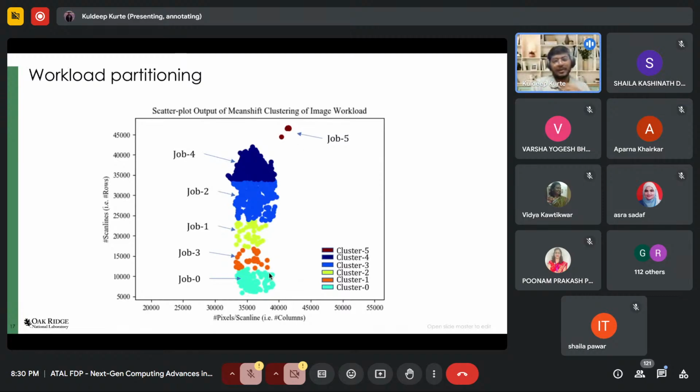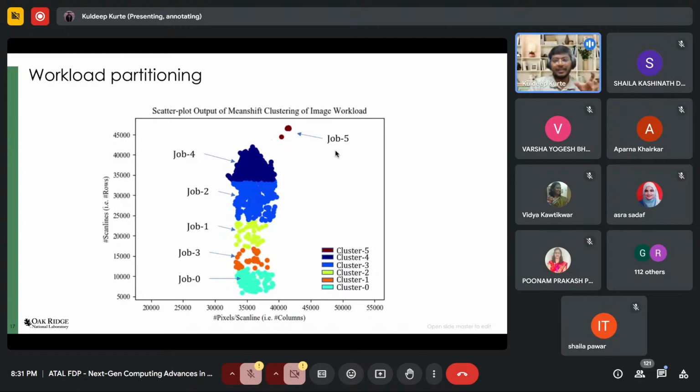That's how we divided our entire workload into 6 particular jobs, as opposed to one single job. You can see that job 0 has the number of rows and columns in the range of say 30,000 to 40,000 columns, and say 5,000 to 10,000 rows. And similarly for the others.